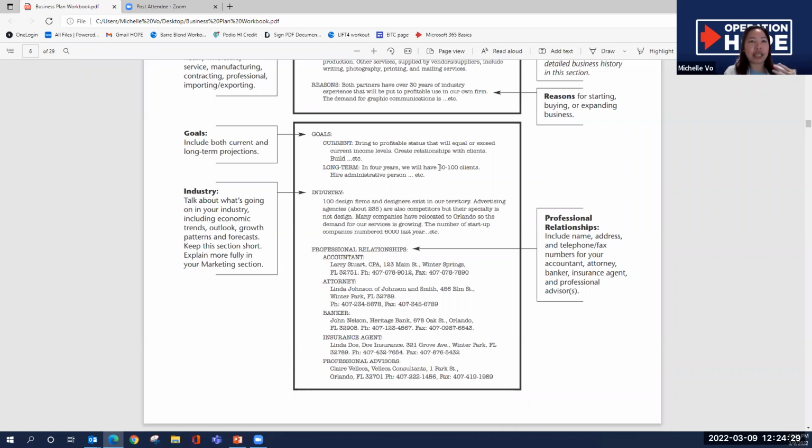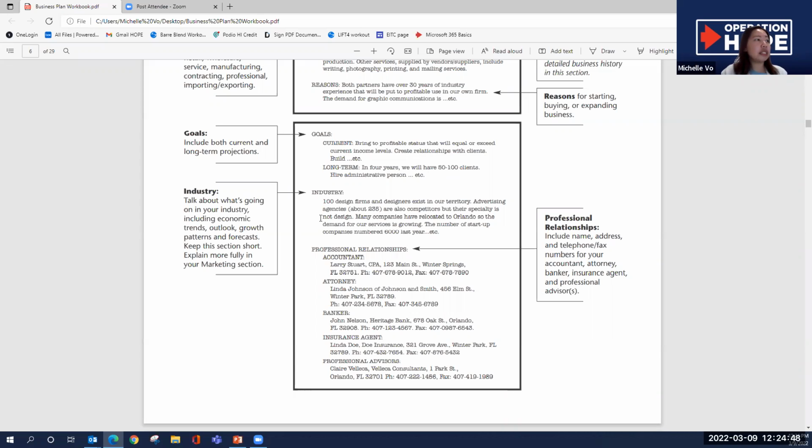That will give the lender or potential investor a picture of where you are going with your company. Where is it going to be in 5-10 years from now? This is the goal where you can give them a vision of the future and how you are going to grow your company.